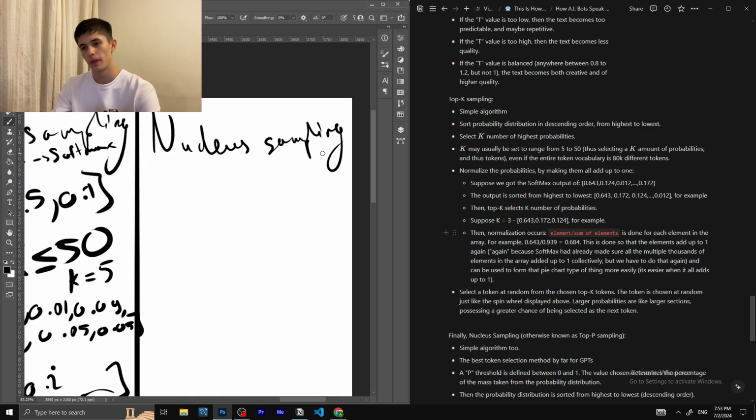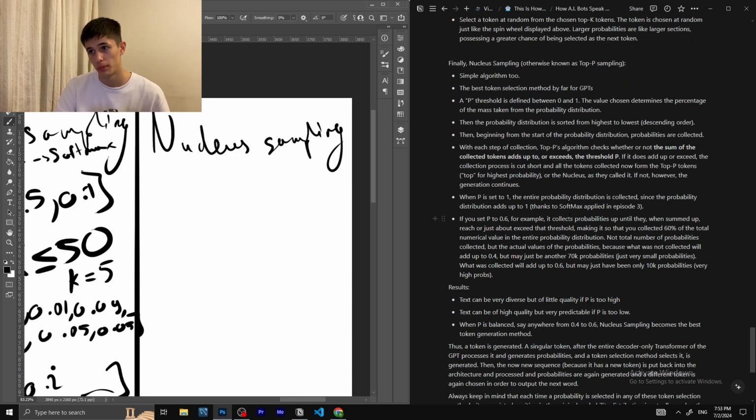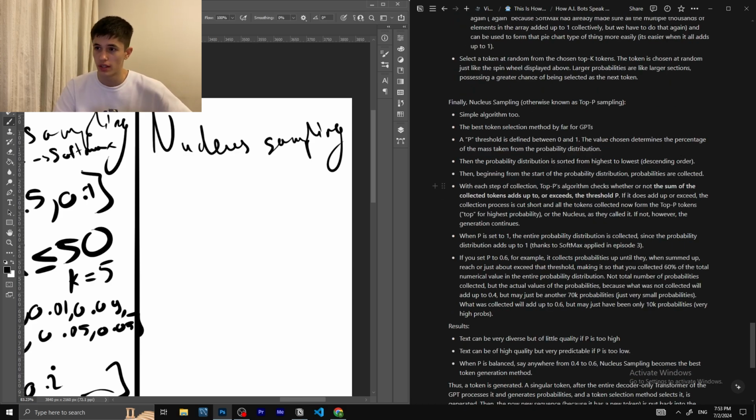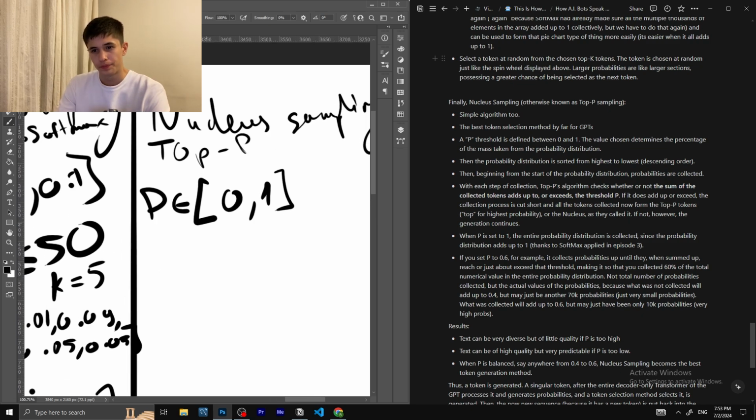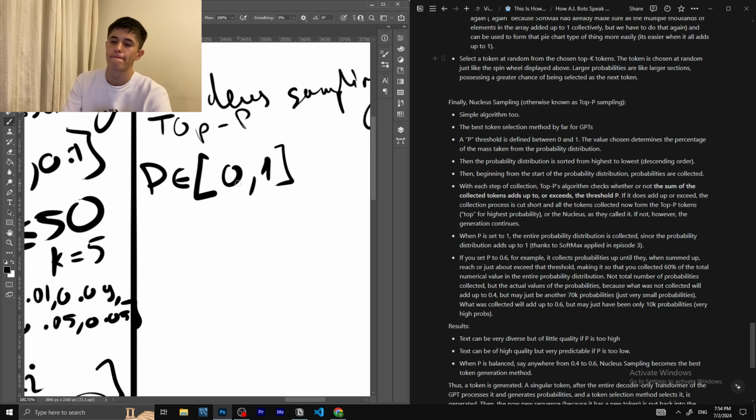And finally, we move on to nucleus sampling. Nucleus sampling, otherwise known as top P sampling, is also a very simple algorithm in comparison to something like temperature sampling. It's referred to as top P sampling because it uses this thing called the P threshold, which you define, which is between 0 and 1. Okay, it's between 0 and 1, and let me just do this quickly.